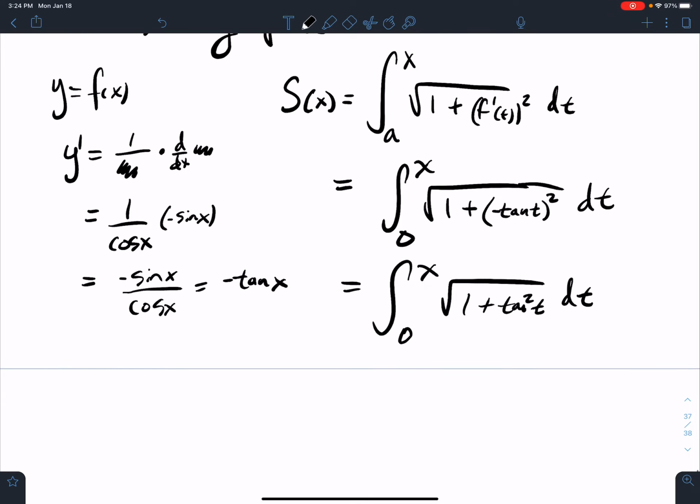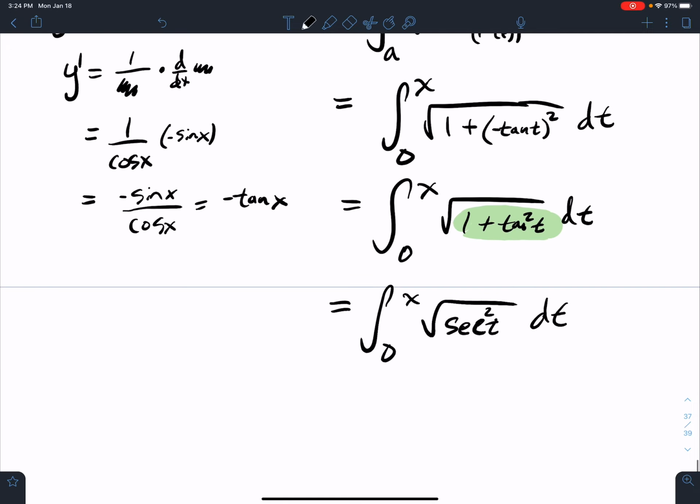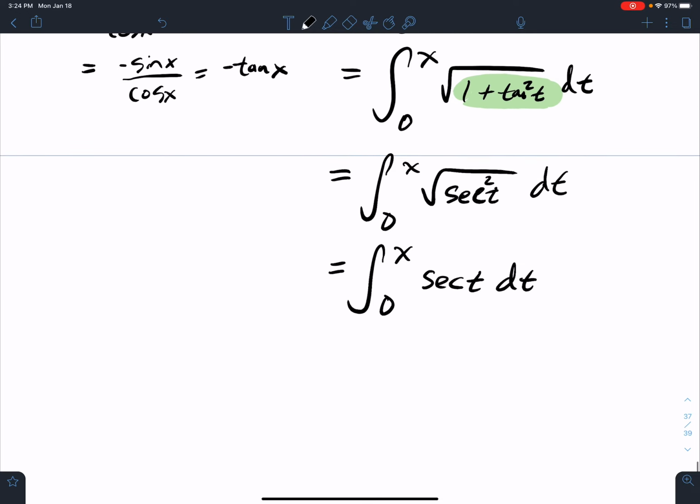Now, what do I know about 1 plus tan squared? That's a Pythagorean identity. This is equal to the integral 0 to x of the square root of secant t squared dt. The square root of the square, those cancel each other out, and I get the integral 0 to x of secant t dt. This just so happens to be one of those rules we're supposed to memorize.